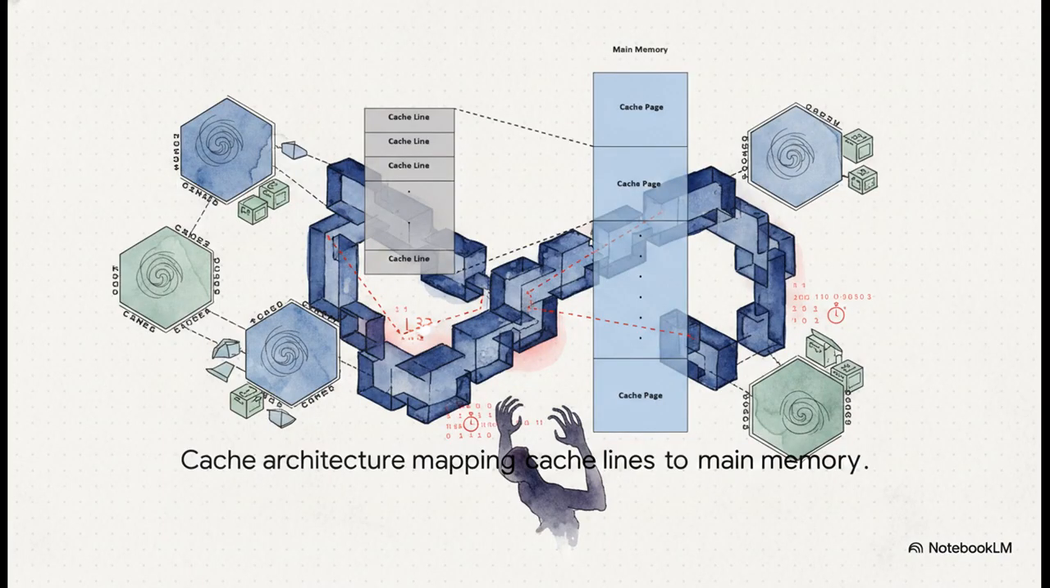Well, in a multi-core processor, your level 1 and level 2 caches are private to a specific core, but that level 3 cache, that's shared across the entire processor. And that shared L3 cache becomes the ultimate observation channel.